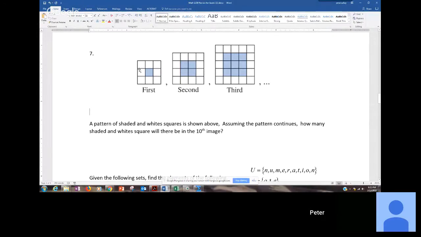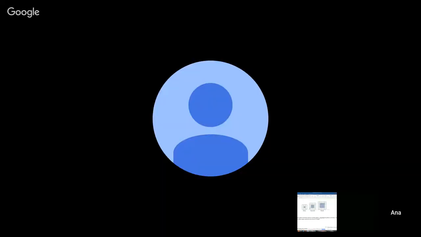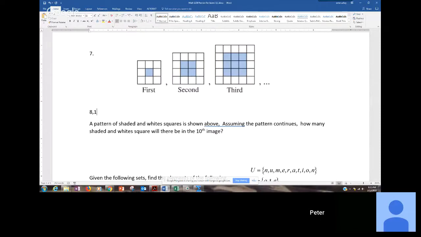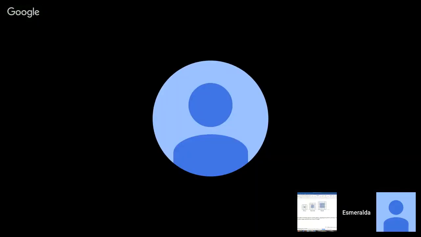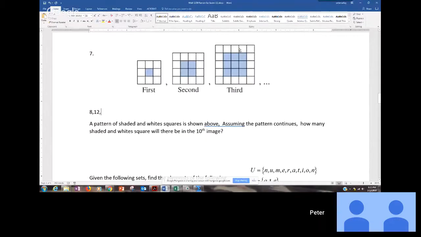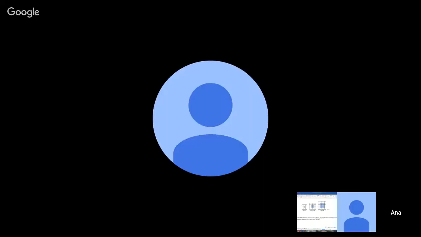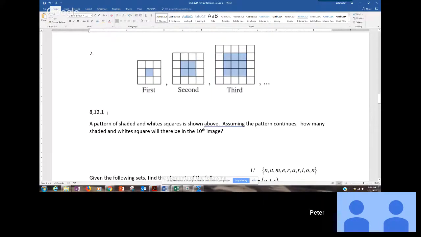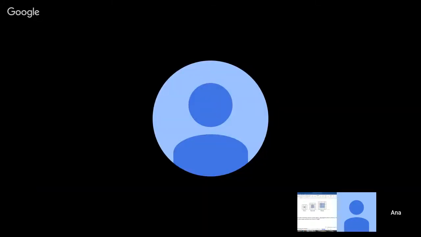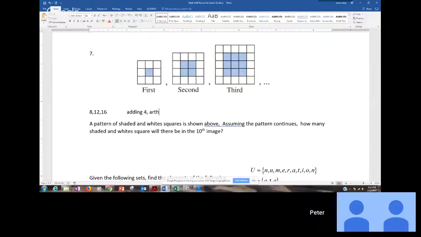Okay. So I have 8 white squares in the first pattern. What is this? 4, 8. Oh, 12. So 12 for the next pattern. And then 16. Okay, so then I stop and go, hey, what do I notice? I noticed that they're all going up by 4. So it's an arithmetic pattern with that general formula.